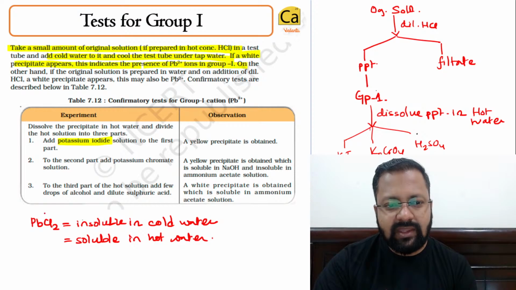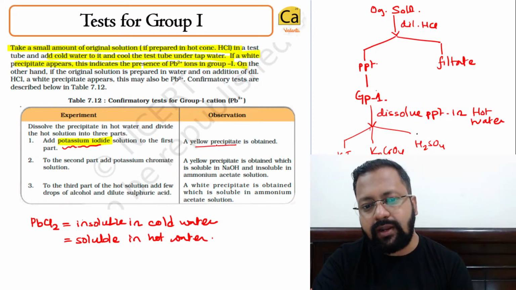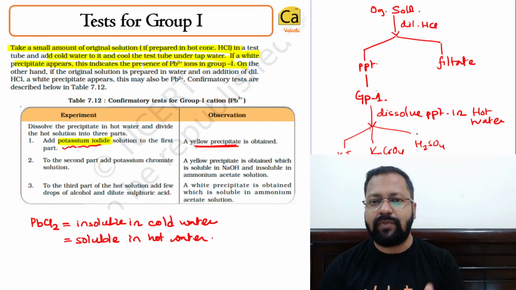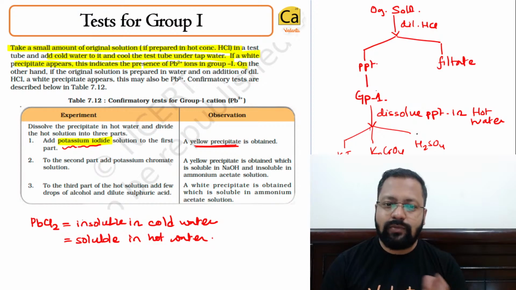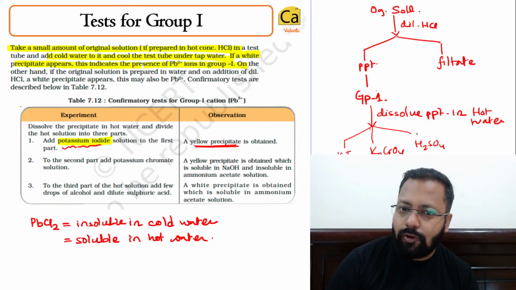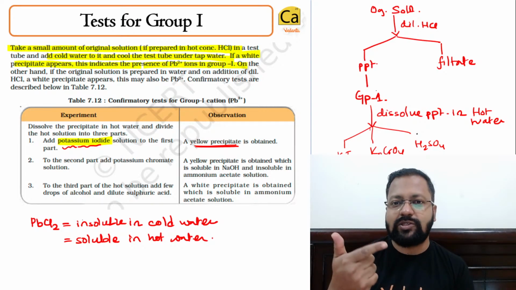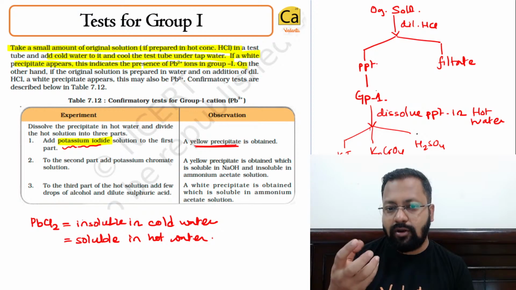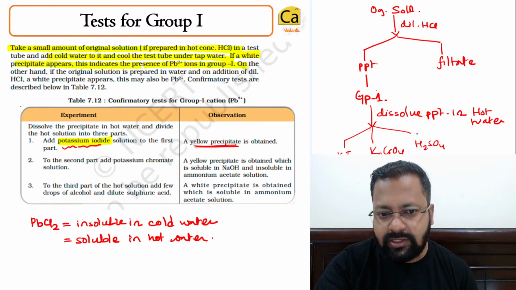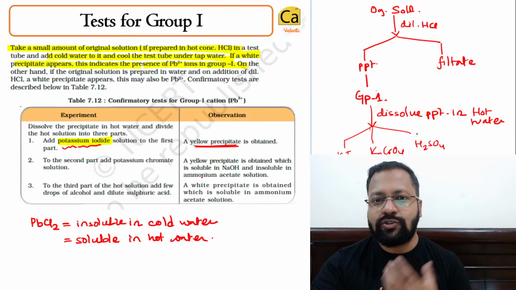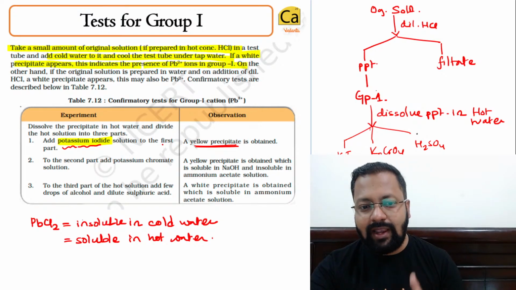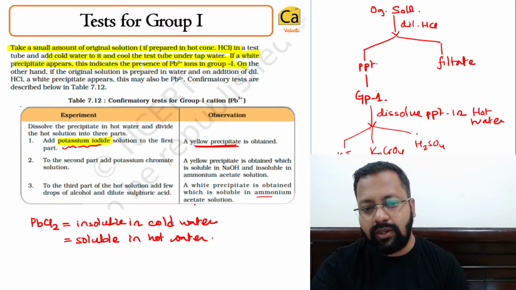So what will happen? If you add potassium iodide, you'll get a yellow precipitate of PbI2. Then you add potassium chromate. You will again get a yellow precipitate, PbCrO4, and this yellow precipitate is soluble in NaOH. Now you add H2SO4, you will get a white precipitate of lead sulfate, which is soluble in ammonium acetate solution.